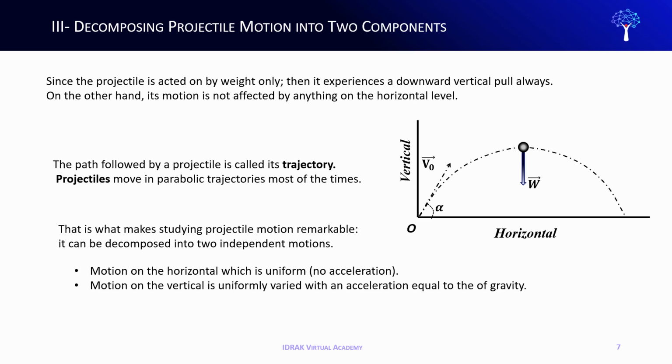Having this in mind, we study projectiles in a remarkable way. Its motion can be decomposed into two independent motions. The first is motion on the x-axis or the horizontal line, which is uniform motion with no acceleration, and motion on the vertical, which is uniformly varied with an acceleration equal to that of gravity. You all know g equals 9.8 meters per second squared, directed vertically downwards.